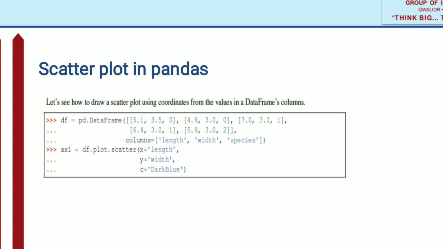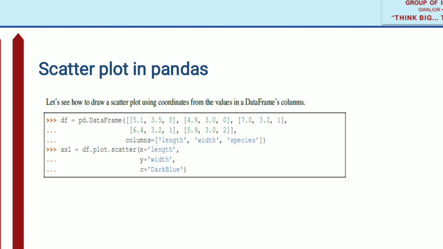In ax1 we have df.plot.scatter, and in the scatter I have x equal to length, y equal to width, and in the c, I mentioned dark blue. These are the things I have passed. In the x and y, these are the two variables that we are taking, and we will compare these two variables by using this scatter plot. In the x and y we have columns, the length column and the width column. And this is the color that we are taking.